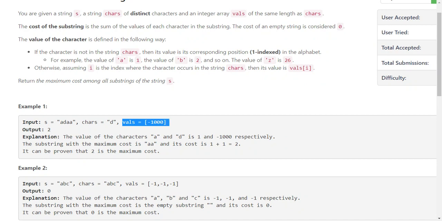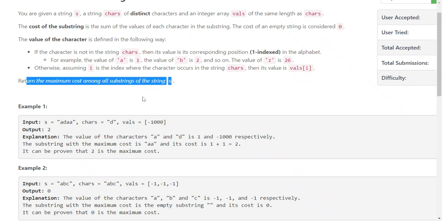Let me tell you what the question is. We are about to find a maximum cost among all substrings possible in the string S. What it means? That means we have to take a substring. In that, each of the characters will be contributing a value, right? How they are contributing? If a letter is present in the chars array, then it will contribute a value corresponding position in the vals array.